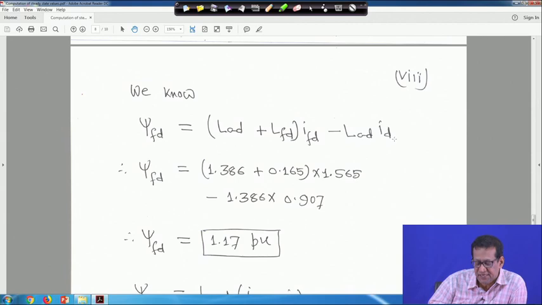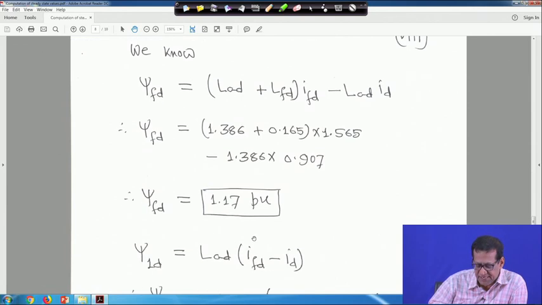We also know that psi FD is equal to LAD plus LFD into IFD minus LAD into ID, right. So, psi FD is equal to LAD 1.386 plus LFD 0.165 into IFD we have computed 1.565 minus, I told you LAD and XAD are the same, right. So, LAD is given 1.386 into ID 0.907. So, this comes psi FD 1.17 per unit, right.